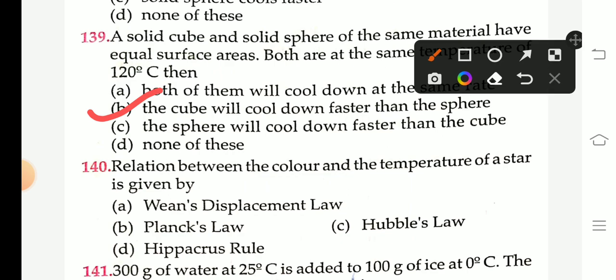Next, relation between the color and the temperature of a star is given by. Right answer will be option A. Wien's displacement law.